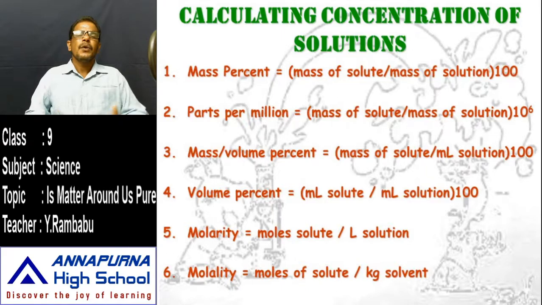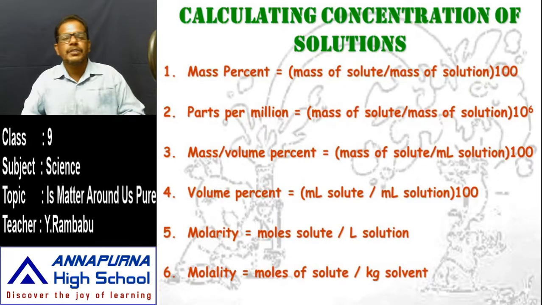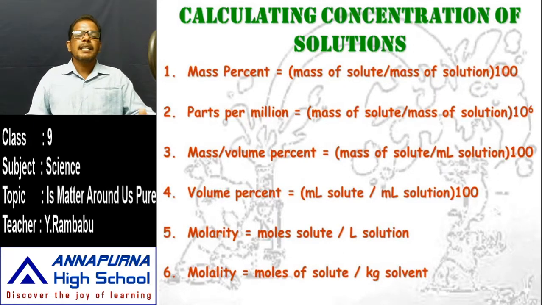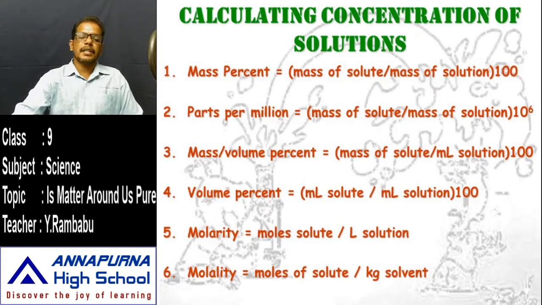Like that, based on the physical states of solute and solvent, the way of expressing concentration is chosen. For example, if the solute and solvent are in solid state, then mass percentage is chosen. Next, if the solvent is in liquid state and solute is in solid state, mass by volume percentage is chosen. Next, if both are in liquid state, volume percentage is chosen. Like that, these are the different ways used to express concentration.